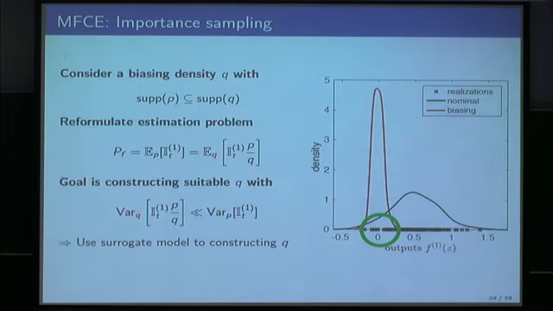Okay, we want to use here importance sampling. Just on one slide to clarify the notation, we want to find a biasing density q with a larger support than the nominal density, and then reformulate our estimation problem with respect to this biasing density. And then the goal is that we find a biasing density such that the variance of this reformulated problem is much smaller than the variance of the original problem.